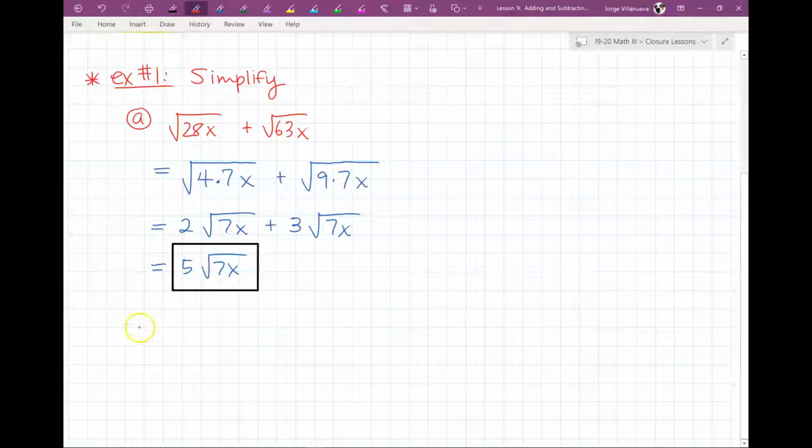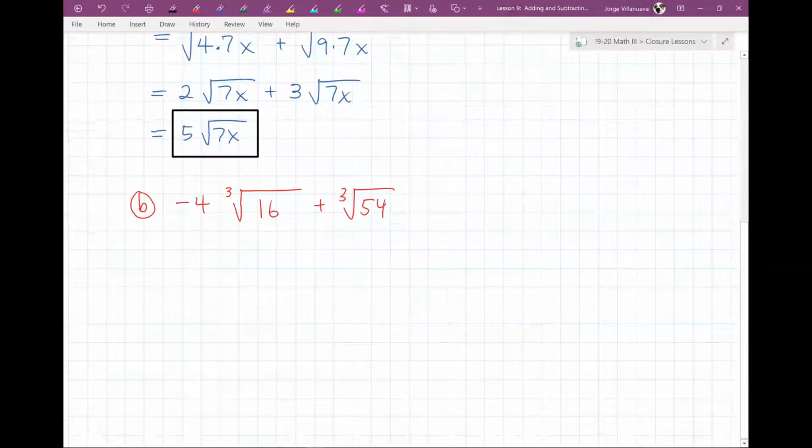Now we'll try another one very similar to this. Part B, negative 4 cubed root of 16 plus the cubed root of 54. I'm going to think of numbers for this that actually give me a nice cubed power. Unless you know the cubed root of 16, which doesn't exist, or the cubed root of 54 also doesn't exist, but we can break it down. So here we go. This is negative 4 cubed root. Now 16 is 8 times 2, and I know 8 has a nice cubed root. It's 2.